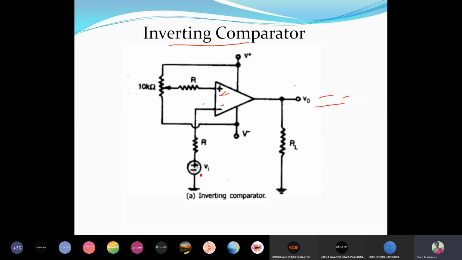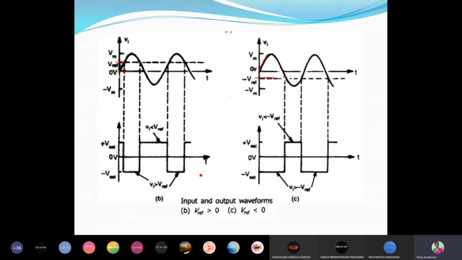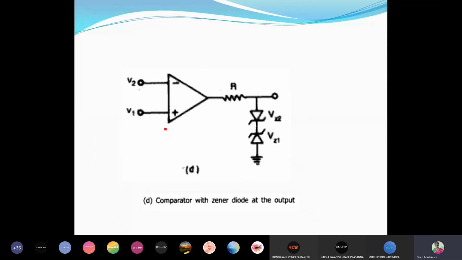Practical non-inverting comparator, inverting comparator, then input and output waveforms. Have you taken these diagrams? You have to draw these diagrams carefully. See, non-inverting and inverting comparators. Just the waveform: plus Vsat, input waveform sinusoidal, output waveform plus Vsat minus Vsat. When do we have plus Vsat, minus Vsat? You have to understand clearly. If it is inverting, how it will be. If it is non-inverting, how it will be. That's all. Right?